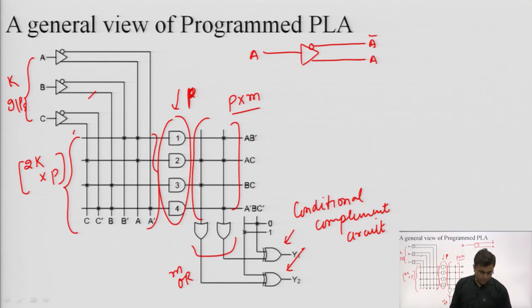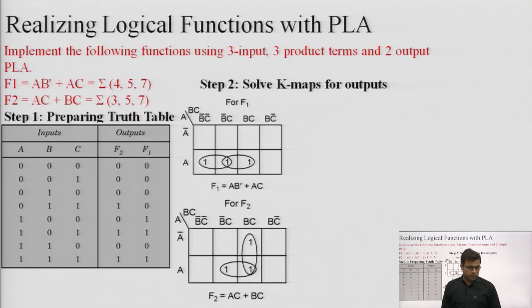Okay. So, let us proceed further, realizing logic functions using PLA. This is the question given to me, F1 is equal to this, F2 is equal to this, and I am asked to prepare a PLA based circuit for this. So, first of all, I have to prepare the truth table. Step 1 is preparing the truth table. For these 3 inputs A, B, C and these 2 outputs F2, F1, I have prepared the truth table.